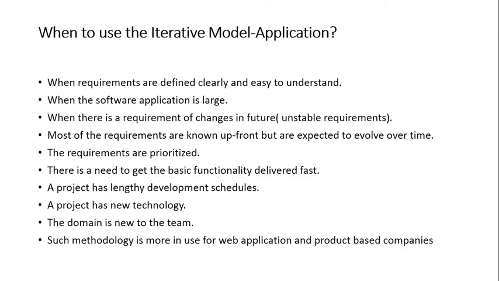So again there is a gap, right? This gap is included in the overall cycle of the software. So the development time as well as the idle time, that matters a lot, right? So it has lengthy development schedules. A project has new technology, so the second iteration, or the subsequent iterations, can be used to adapt to that new technology. The domain is new to the team.